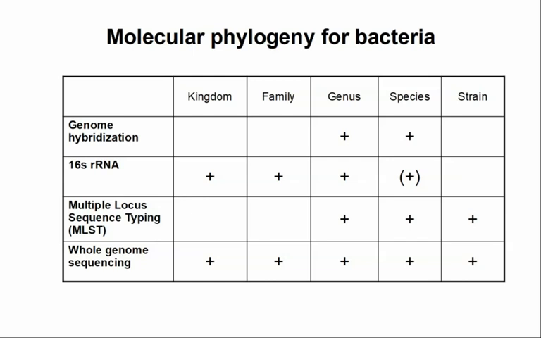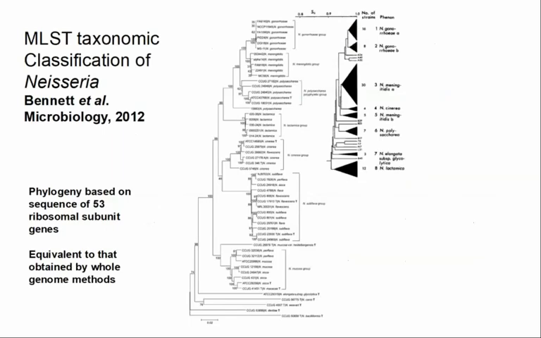Multiple locus sequence typing, what is that? You choose several genes to amplify by PCR, and then you compare their sequences. So that can be useful for subspecies, species, genus, maybe family level classification. And more, you can sequence whole genomes and try to classify bacteria by whole genome sequencing. So I'll give you one example of that.